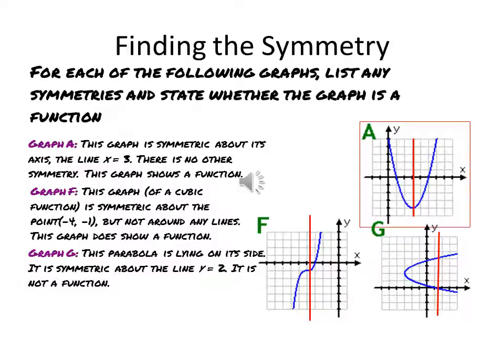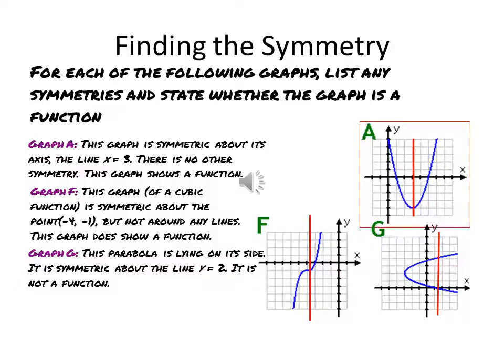Right off the bat, we should be able to tell that this is a function before we even run a vertical line test, because it looks exactly like a cubic function. Okay, let's run a vertical line test on it. Graph F. This graph, of course, is a cubic function. It's symmetric about the point (-4, -1), but not around the line. This graph does show a function.